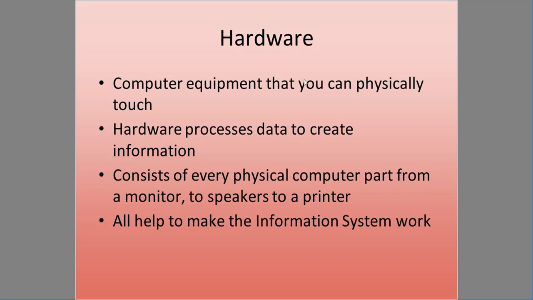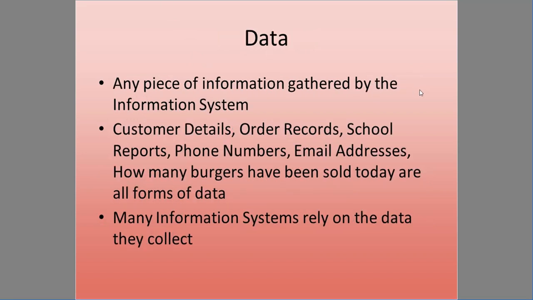And the final one is one that we should be fairly familiar with. The final piece of the information system is the data itself. And this is, of course, any piece of information gathered by the information system. So data could be things like customer details, order records, school reports, phone numbers, email addresses, how many burgers have been sold today.